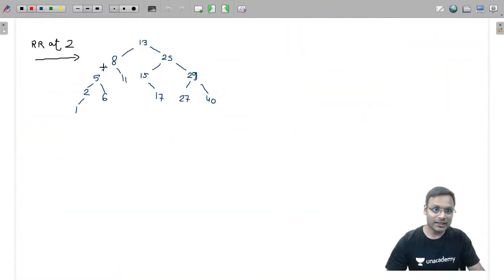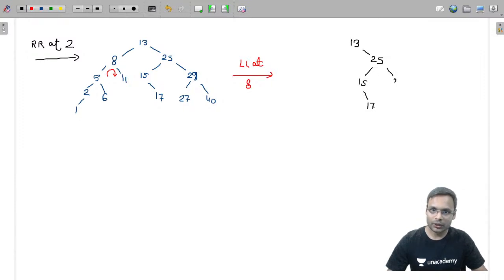LL at 8 means single right rotation. This one. LL at 8. Do it. Let's draw the tree. Final one. 13, 25, 15, 17, 29. Left is 27. Right is 40. If you rotate the tree this way, 5 becomes here.